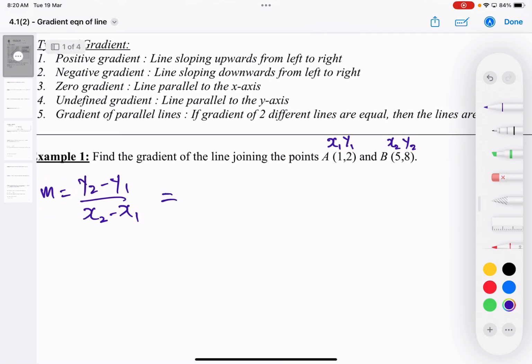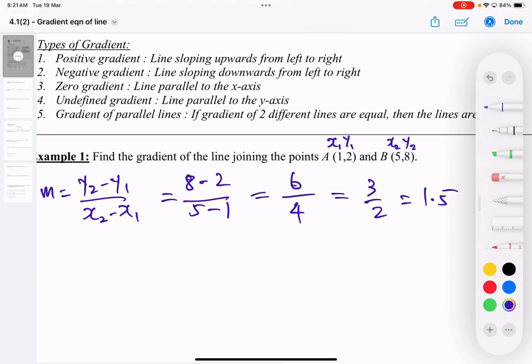y2 minus y1 is 8 minus 2 divided by 5 minus 1. That is the gradient. So what's the answer? It's equals to 6 over 4, which simplifies to 3 over 2 or just 1.5. Okay, whatever floats the boat.